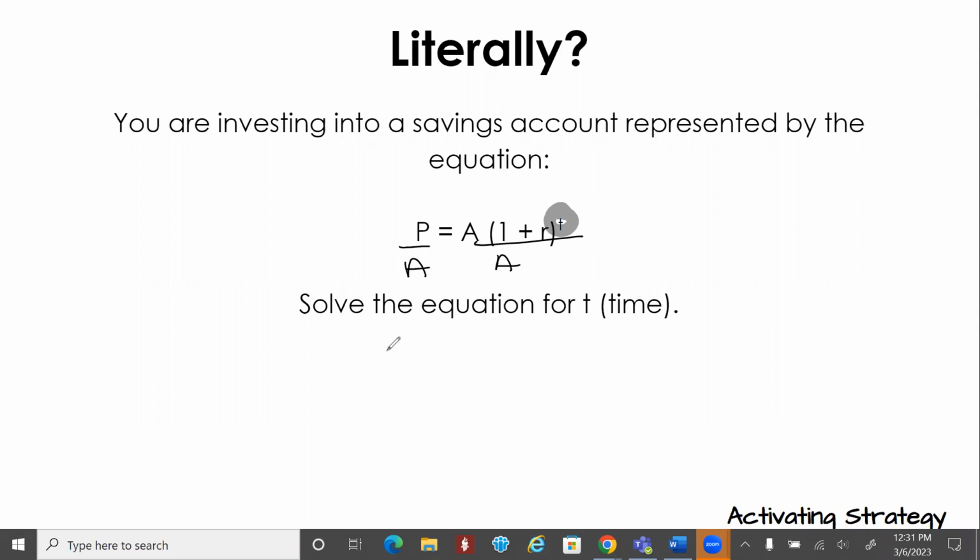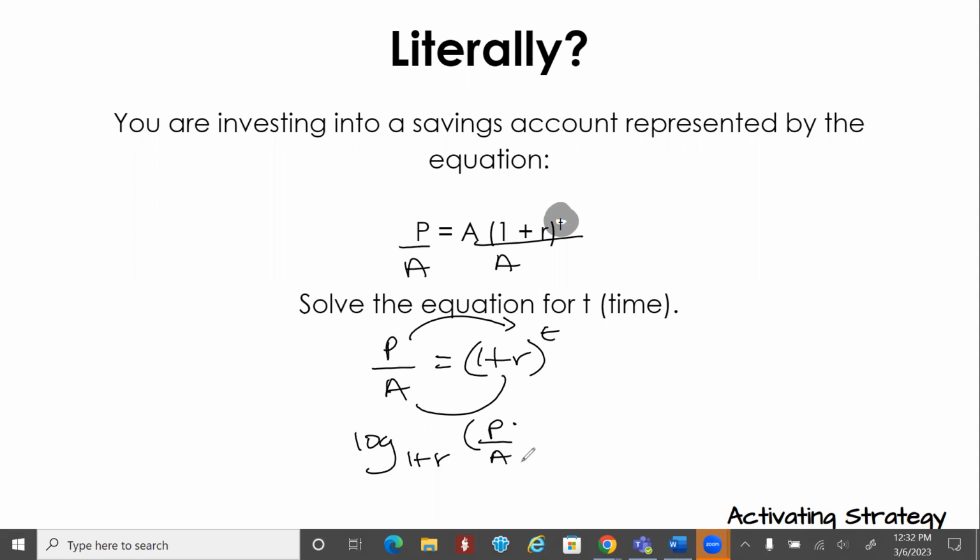So this is going to give me P divided by A equals 1 plus r raised to the t power. Now that we're here, we're trying to get t by itself. So the way we're going to do that is we're going to do a circle of life. And so then we can write this out as log base 1 plus r of P divided by A is equal to t. And that is it. Not too shabby. It's just got a lot of variables.